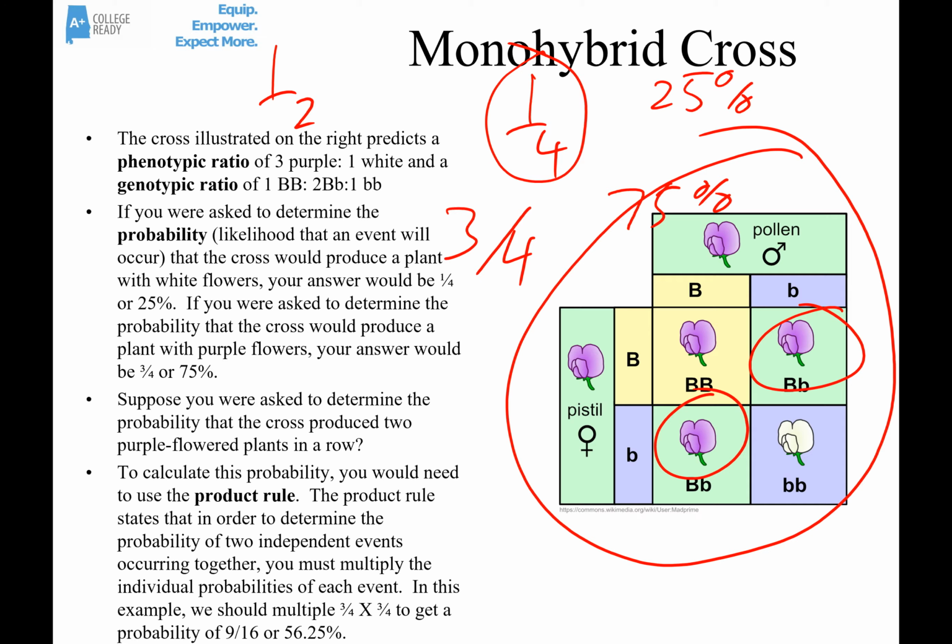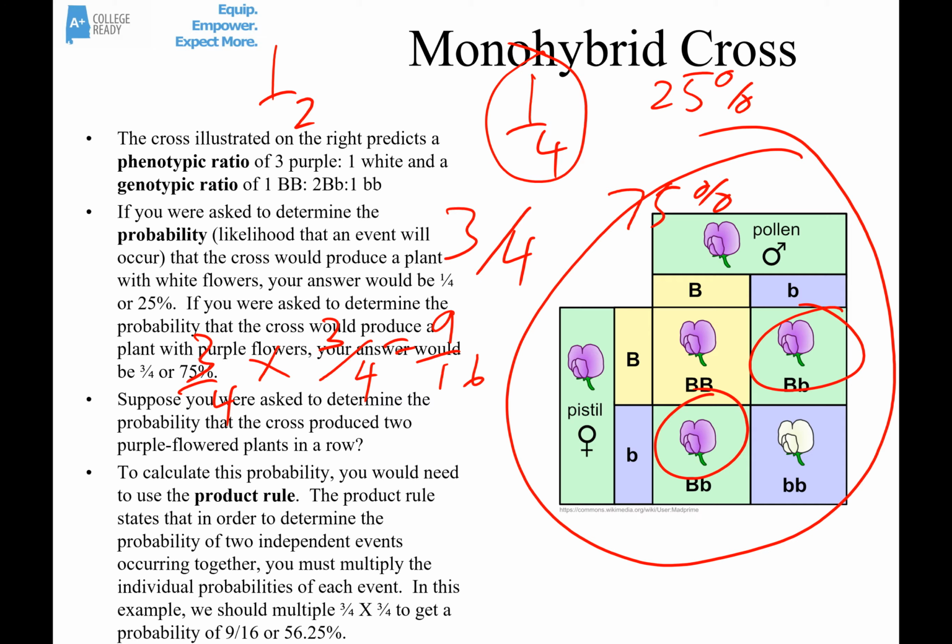So in this case, the probability of getting a purple flowered plant in the first cross is 3 out of 4. Well, the first cross and the second cross are completely independent of each other. So the probability of getting a purple flowered plant in the second cross is also 3 out of 4. If you want to know the probability of both of those events occurring together, you multiply their individual probabilities, 3/4 times 3/4, to get 9 out of 16, which is about 56.25%.